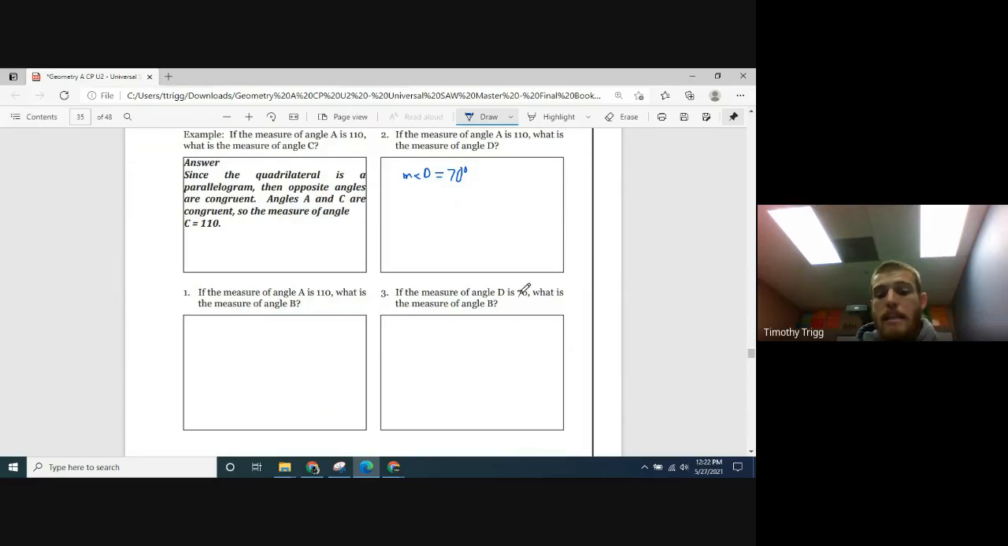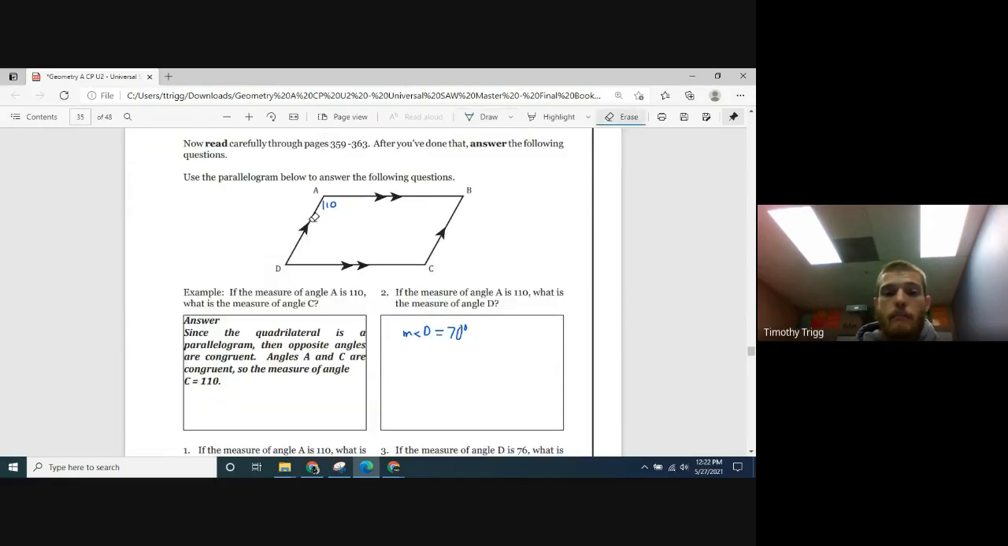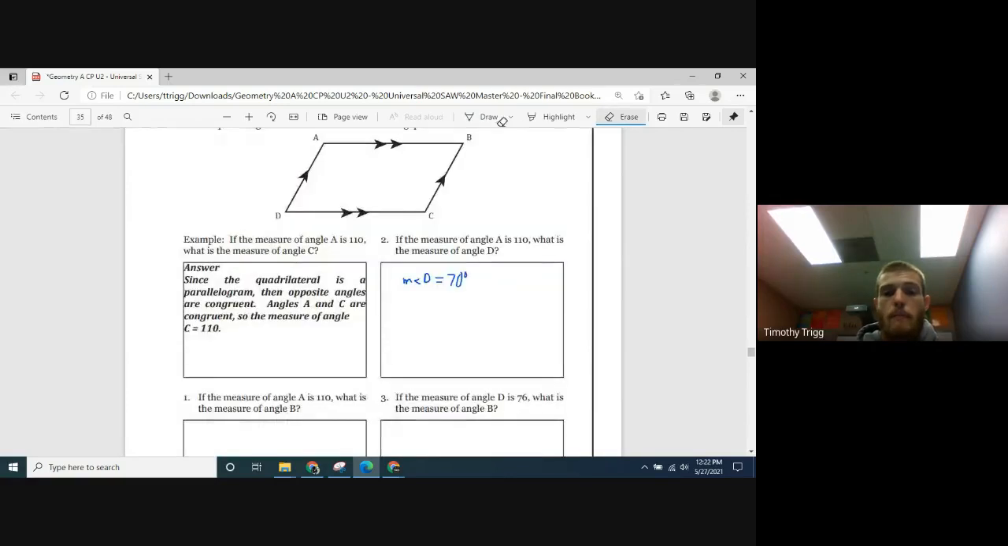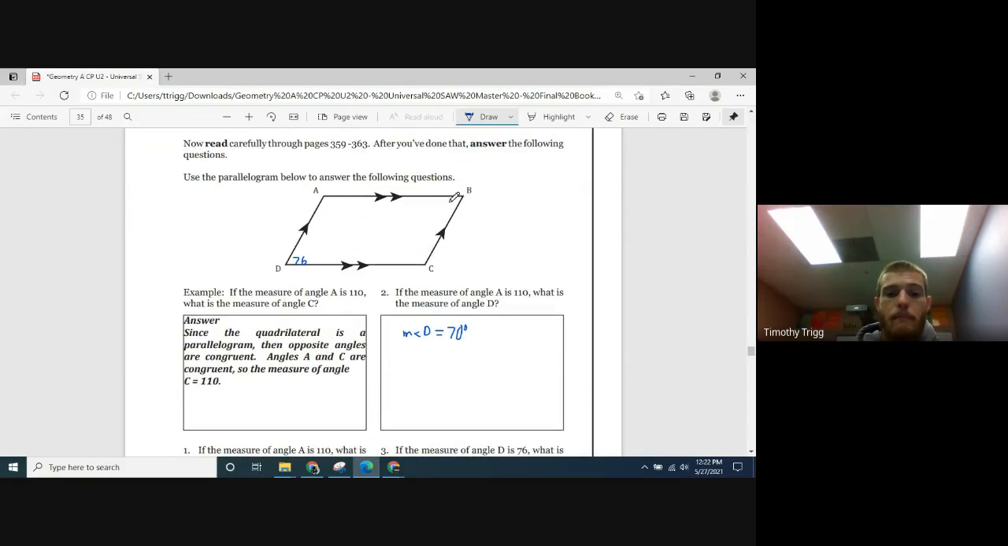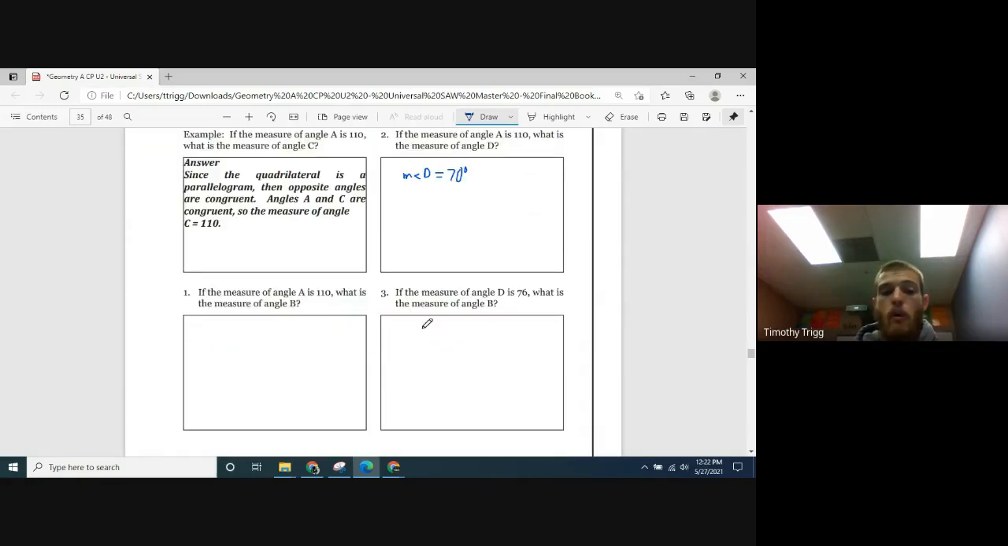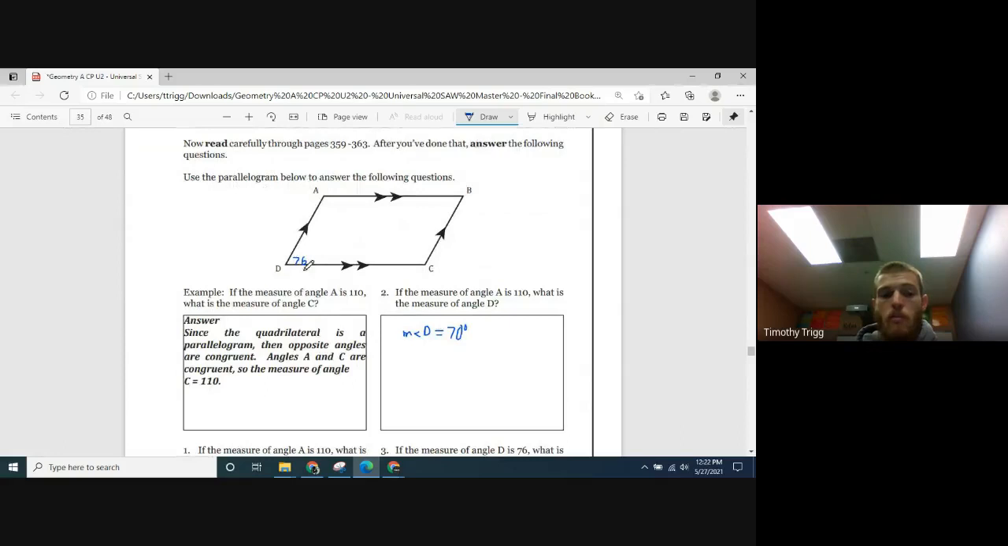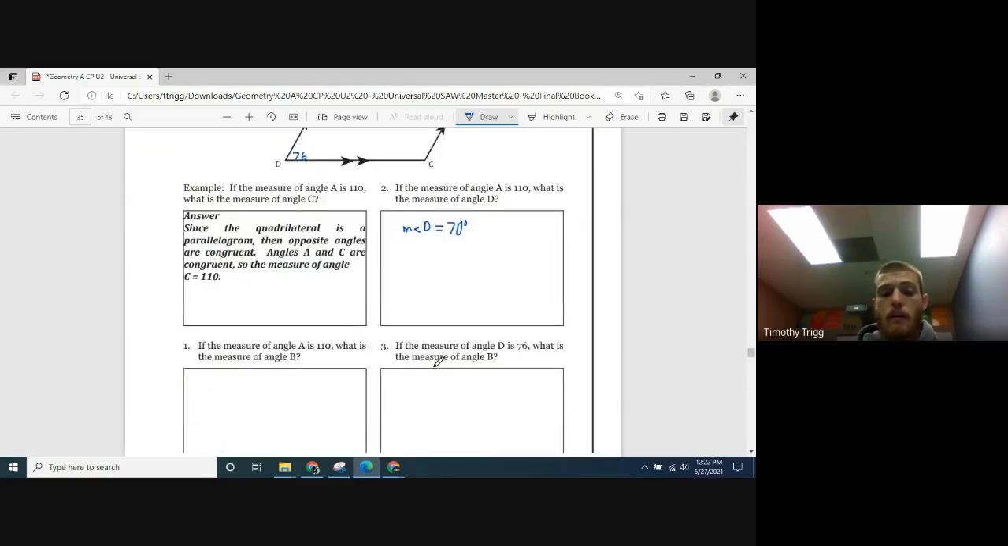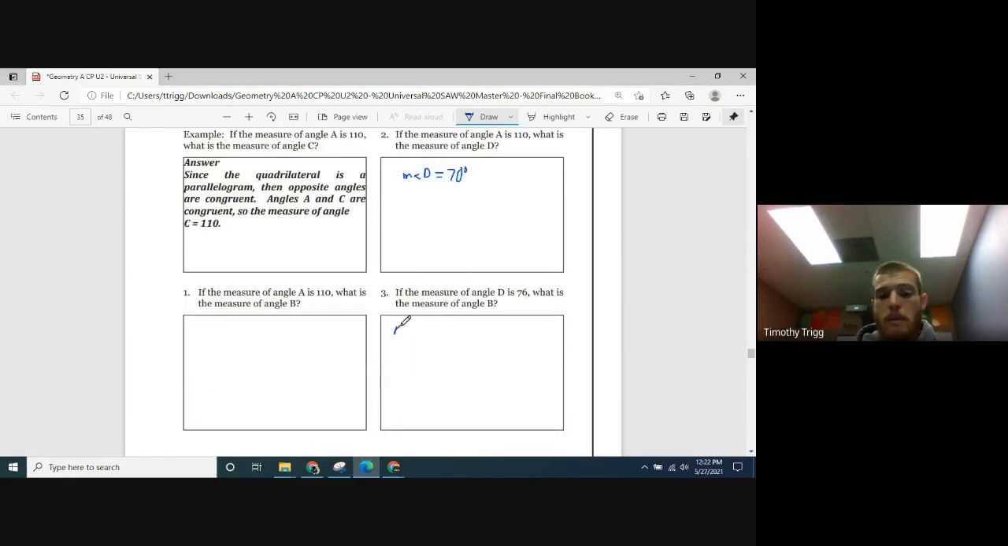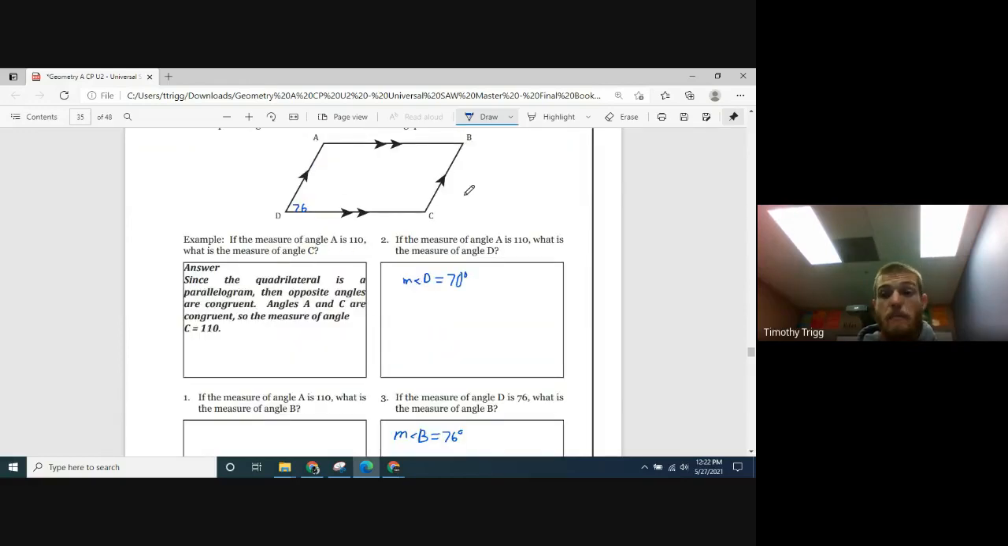Lastly, question 3. If the measure of angle D is 76, what is the measure of angle B? Well, opposite angles are congruent, right? So therefore they have the same measure. So if angle D is 76, then the measure of angle B would also be 76 degrees. Okay. Again, because they're opposite angles.